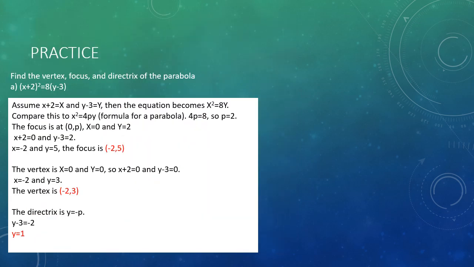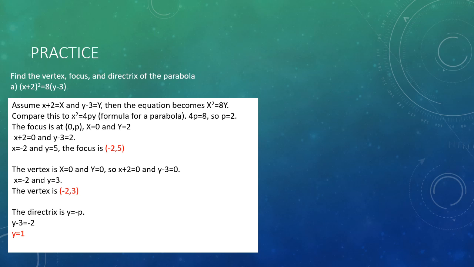Practice problem: let's find the vertex, focus, and directrix of the parabola given the equation (x plus 2) squared equals 8 times (y minus 3). So to start doing this problem, it helps if we can assume that x plus 2 is just equal to big X and y minus 3 is just equal to big Y. So then the equation can become X squared equals 8Y.